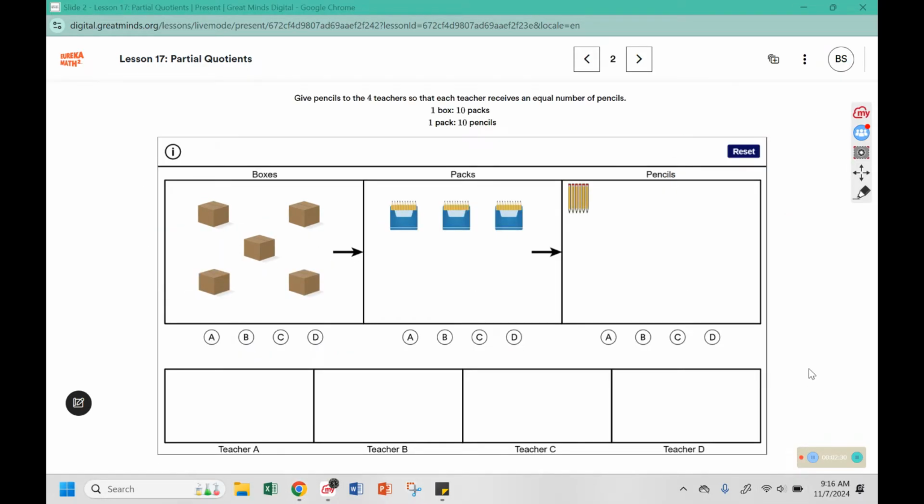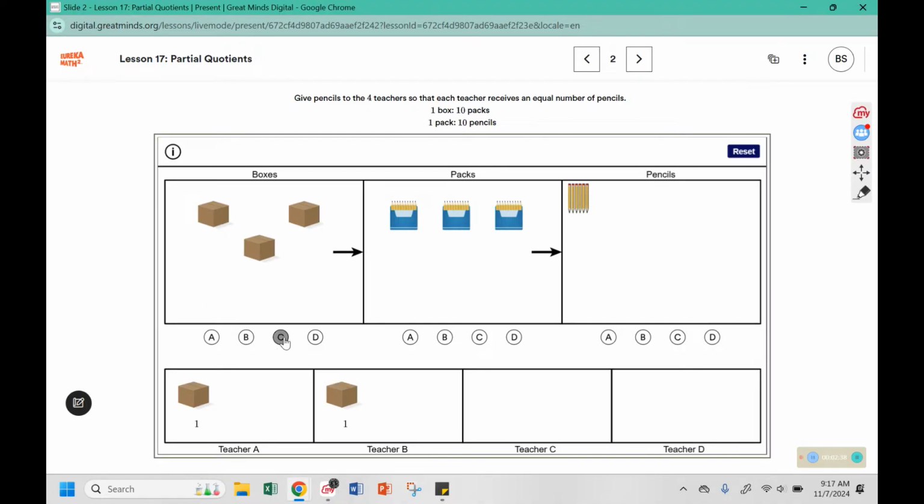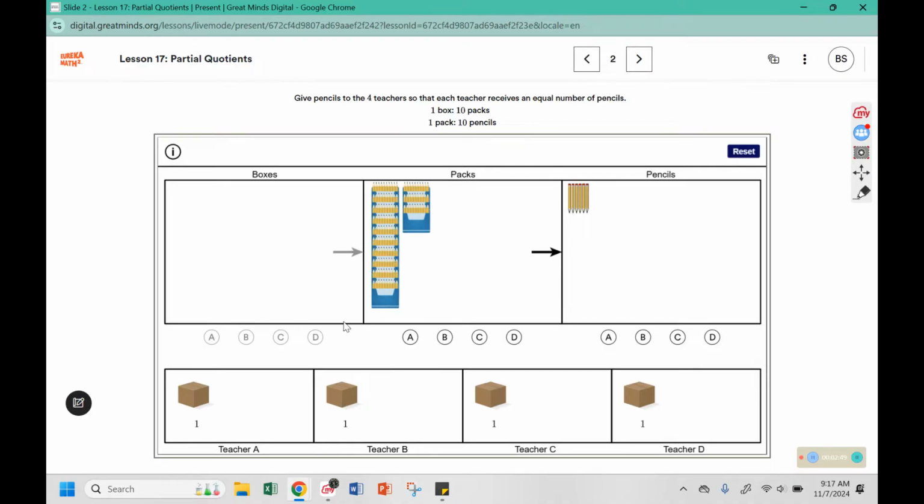Give pencils to the 4 teachers so that each teacher receives an equal number of pencils. So we're going to give a box to teacher A, teacher B, teacher C, and teacher D. I don't have 4 more boxes, so I'm going to break this up into packs. Now I can give a pack to teacher A, a pack to teacher B, a pack to teacher C, and D. I still have more than 4, so I can send them all another pack. You can see they're changing down here to 2s. And let's see, I have 1, 2, 3, 4, 5, so I can give them a third pack.